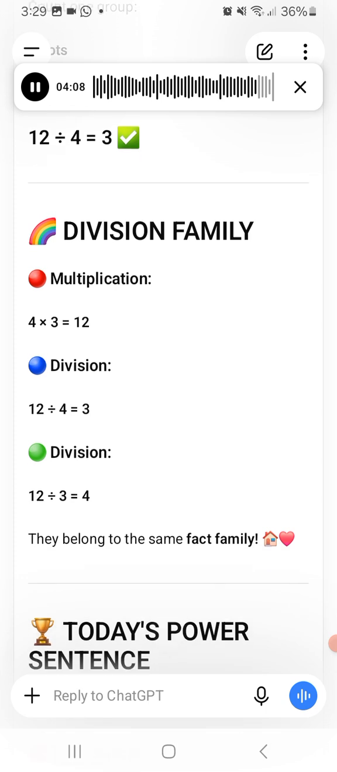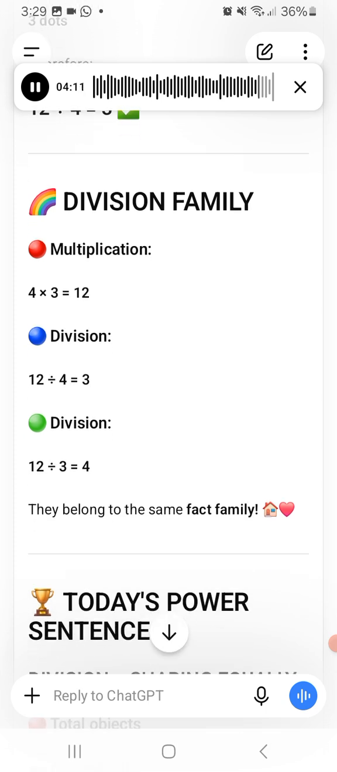Division family. Multiplication: 4 × 3 = 12. Division: 12 ÷ 4 = 3. Division: 12 ÷ 3 = 4. They belong to the same fact family.